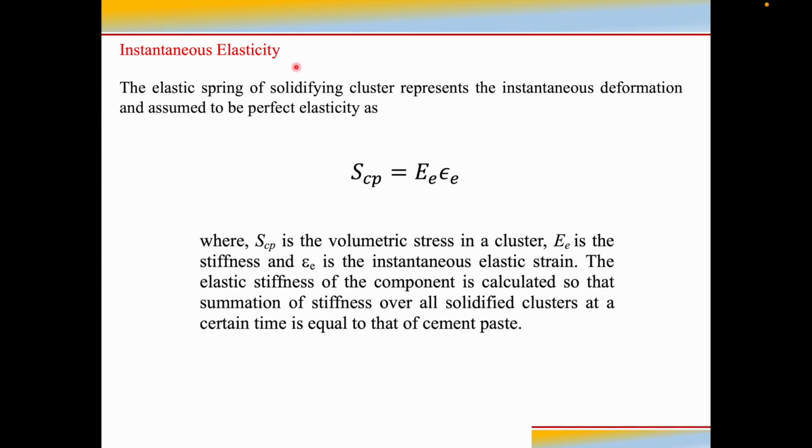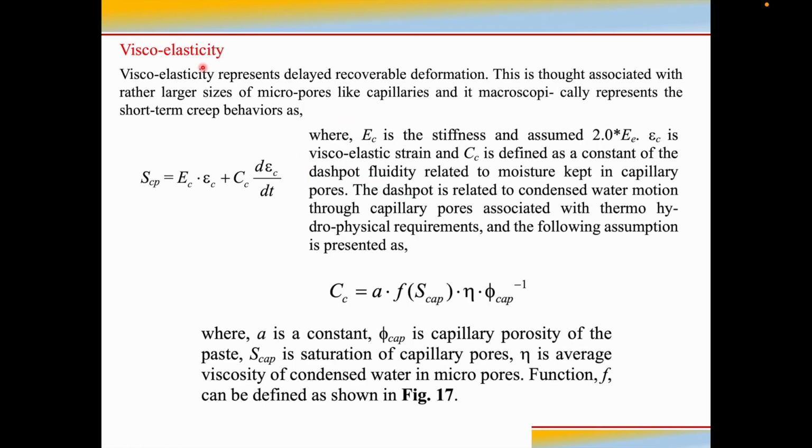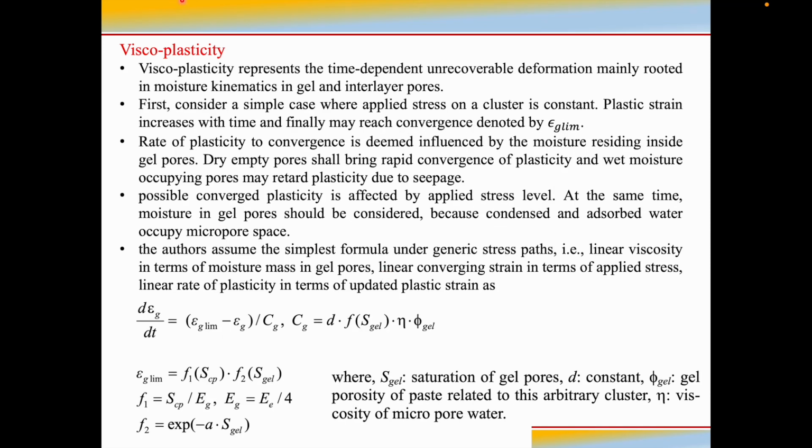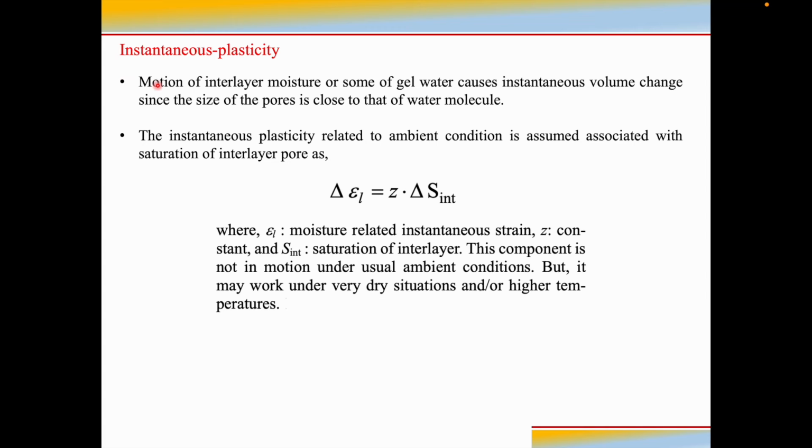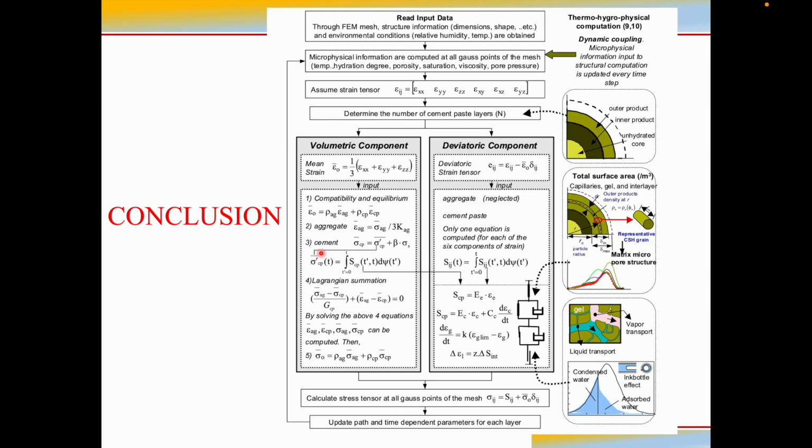For example, for instantaneous elasticity, the relationship between the stress and strain can be written like this. And for viscoelasticity, the stress and strain relationship can be written like this. For viscoplasticity, it can be calculated by this equation. And for instantaneous plasticity, it can be written by this equation. So here's the conclusion of what I have talked about, and the process of calculation looks like this.